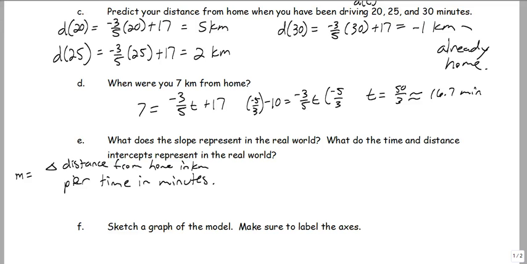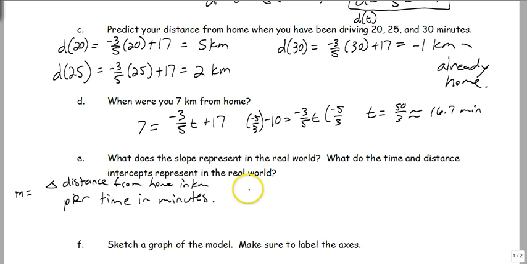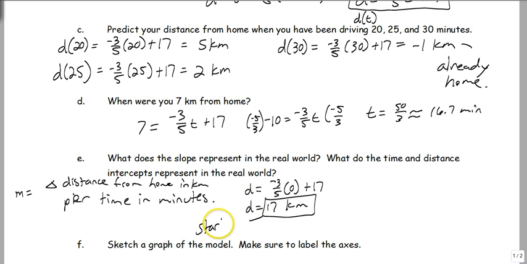Now, what do the time and distance intercepts represent in the real world? Remember, time intercept means when distance is 0, and distance intercept is when time is 0. Let's do the distance intercept first, when time is 0. If we look at our equation, the distance is equal to negative 3/5 times 0 plus 17. That means our distance is 17. What does this mean? When time is 0, we are 17 kilometers from home. So we are starting 17 kilometers away. That's what the distance intercept means.